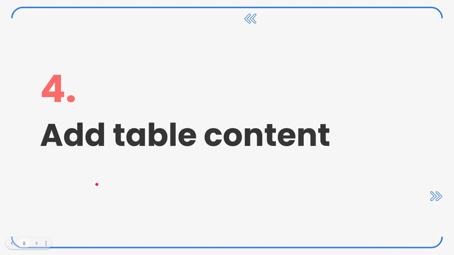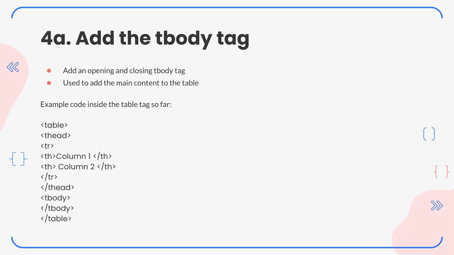And now we're going to focus on adding the table content. First of all, you need to add a tbody tag. You need to add an opening and closing tag, and it's used to add the main content to the table. So this is the code inside the table tag so far: the table, the thead, and the stuff we just added here, and this is right below the thead tag.